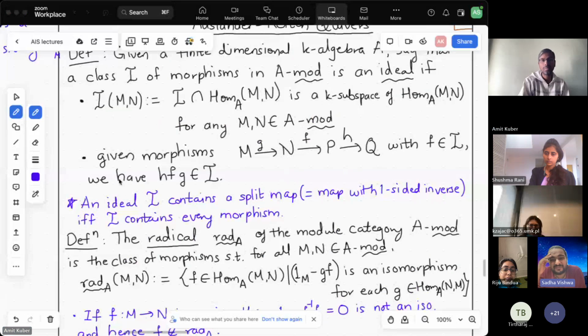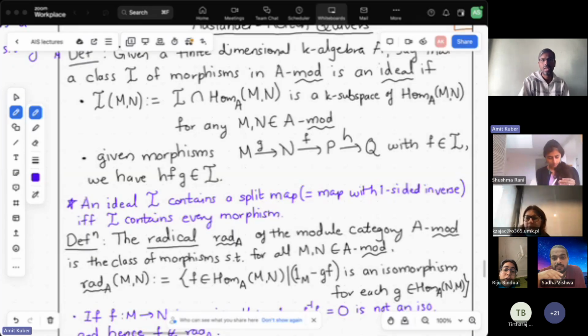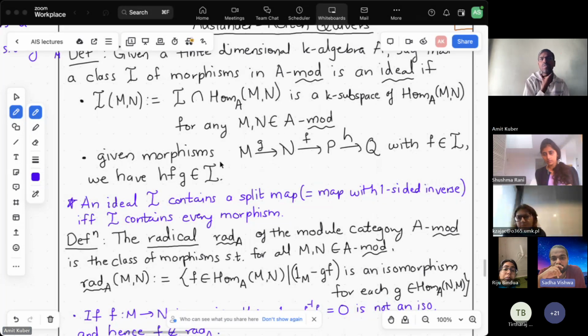How about maps from other objects? Maps from other objects which do not have any role of M and N involved. I mean, maps, let's say, from P to Q. A map H from P to Q. How do we know that H belongs to I?